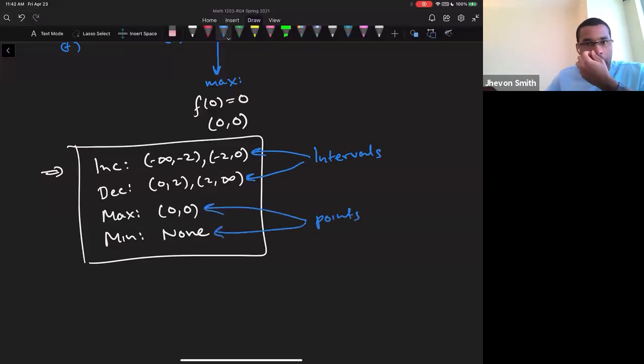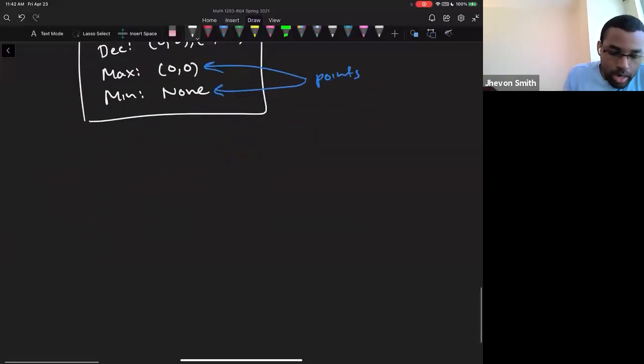Right, so I'm using interval notation. So it can look like a coordinate. So like that -2, 0 in the very top line, it looks like a coordinate. It's not a coordinate. It's an interval, right? So when you're doing the increasing and decreasing, those guys are intervals. So now we'll move on to the fifth step.